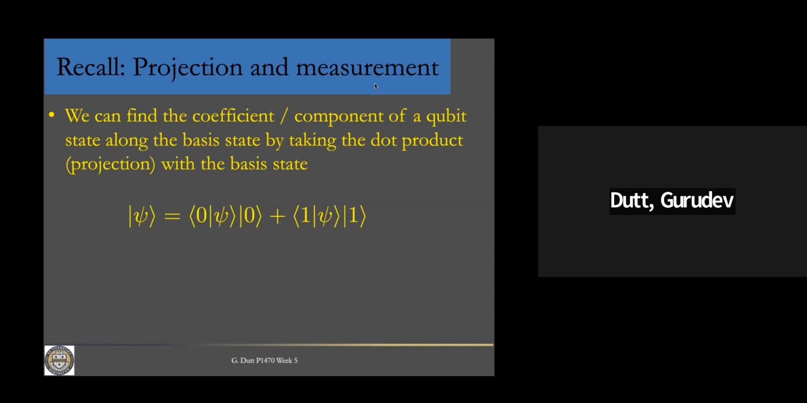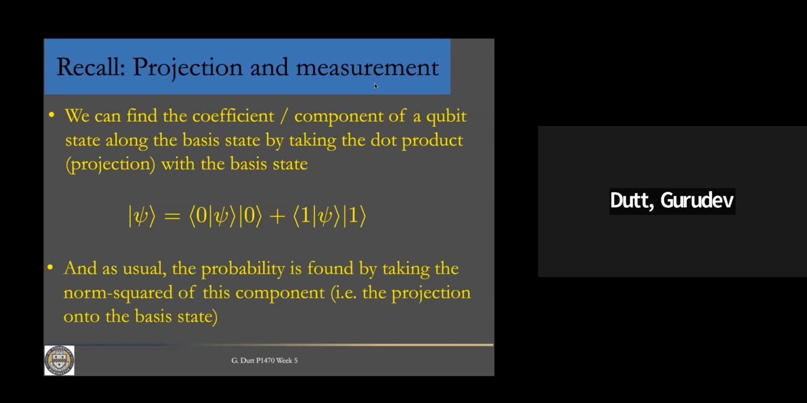Okay. Very simple. By taking the norm squared of these coefficients, we get the probabilities to be in the basis state 0 or 1. That's just the usual rule that we have in quantum mechanics: when we find that component along 0 or 1 or any basis state, we take the norm squared and we get the probability. So the norm squared of the dot product of psi with 0 gives me the probability.